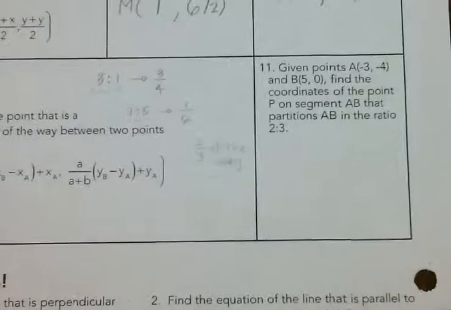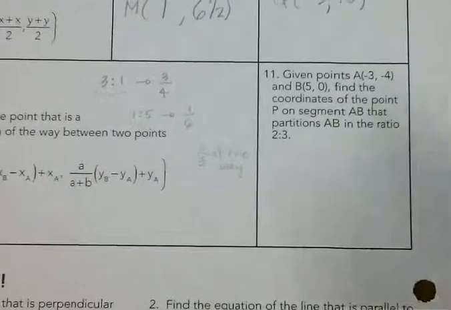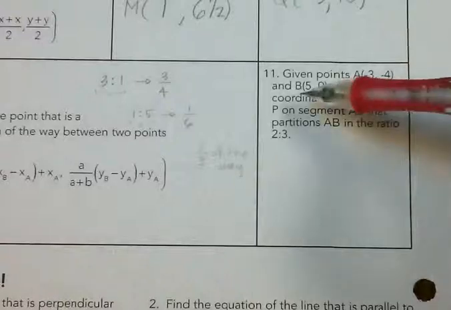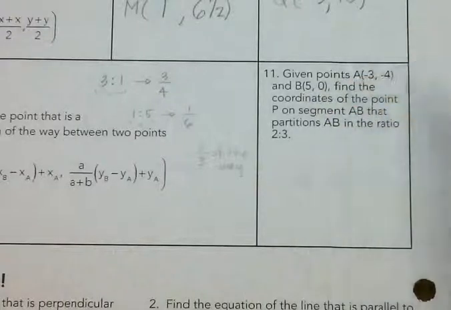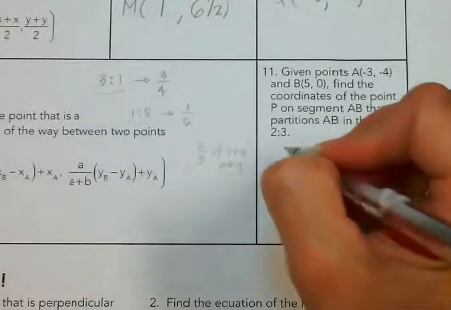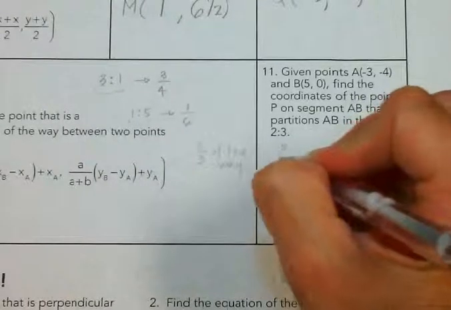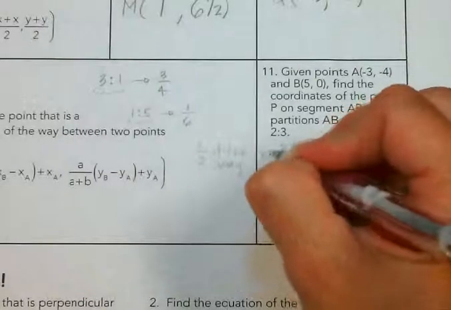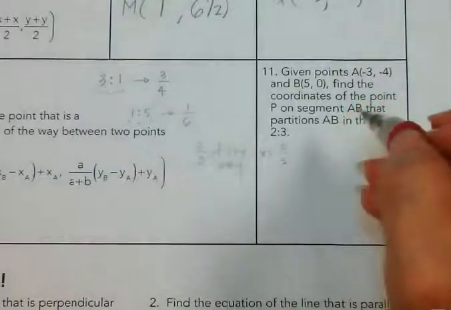All right, so going on to number 11, last one. Given these 2 points, find the coordinates of the point P on this segment that partitions AB in the ratio of 2 to 3. So what that means is that the magic fraction that we're going to use is 2/5. So what I need to do is do the x's first.